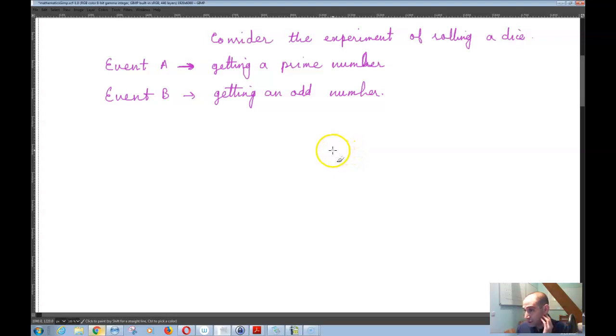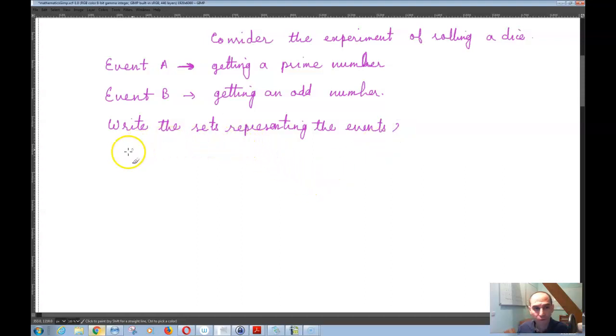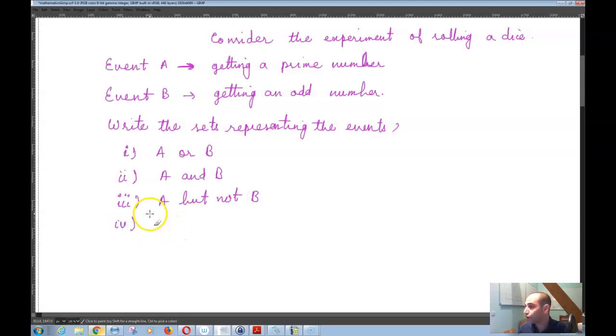Now write the sets representing the events. So now what you want to do is write the sets representing the events: number one, A or B; number two, A and B; number three, A but not B; and number four, not A.